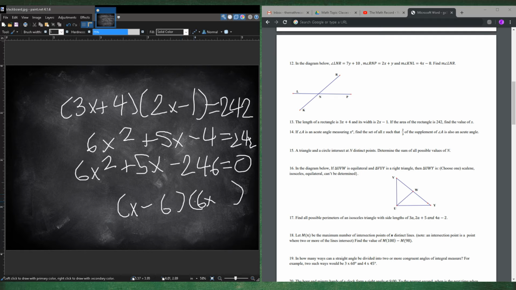So if angle A is an acute angle measuring x degrees, find the set of all values of x such that 2/3 of the supplement of A is also an acute angle. So A is an acute angle, so A has to be less than 90 so far. The supplement of A is just 180 minus A. So 2/3 of that is also an acute angle, so it's less than 90.